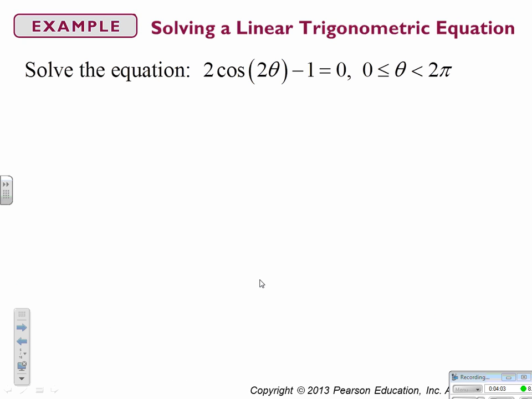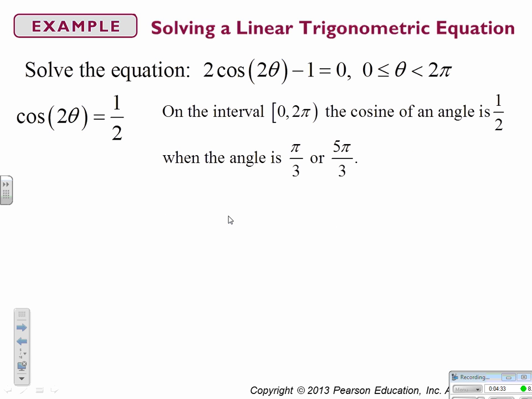All right, so let's check out this equation. This one does give us an interval from 0 to 2 pi. So when you have an interval, you don't have to make up a general equation to account for all the cycles. So we're going to add 1 to both sides, divide by 2. So I'm going to add 1 to get 2 cosine 2 theta equals 1. And then I'm going to divide by 2 to get cosine 2 theta equals 1/2.